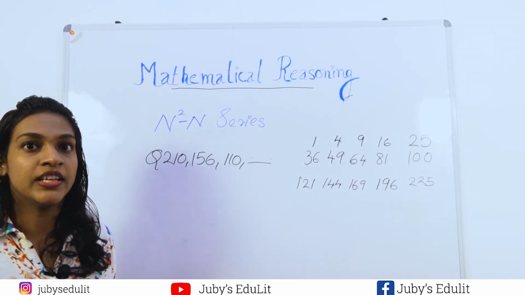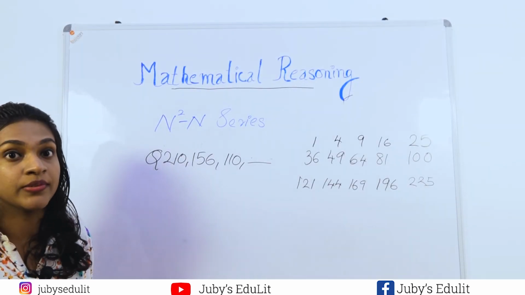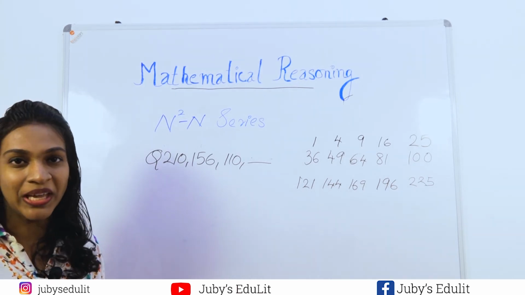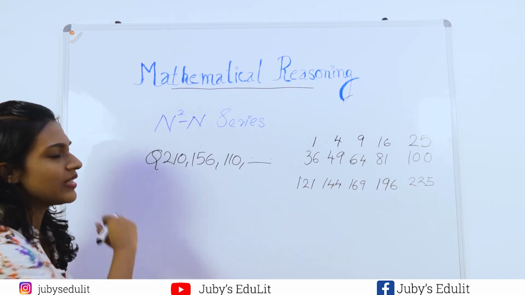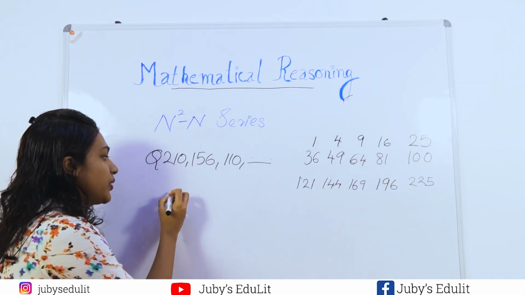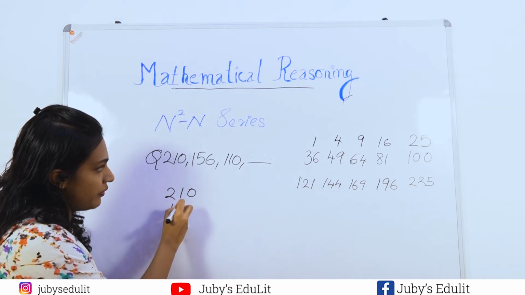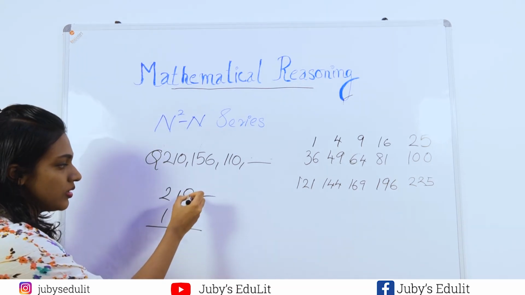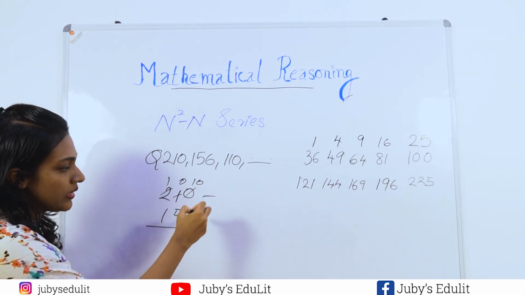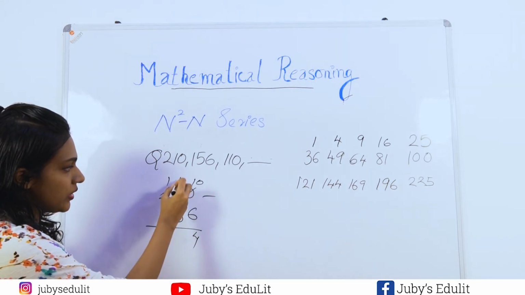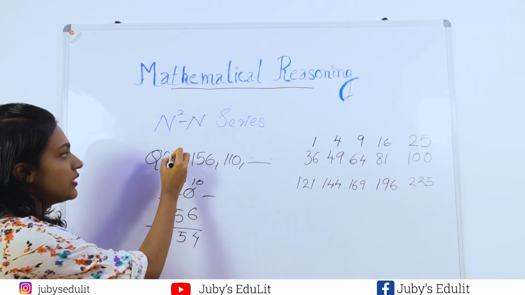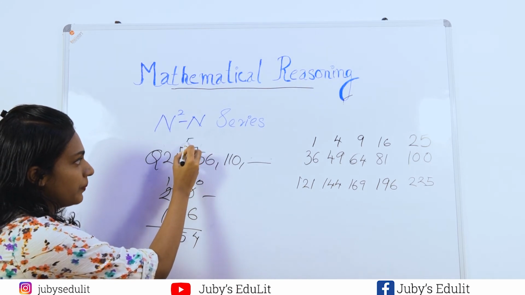So if you find any difficulty with the already discussed n square minus n series, you can have an alternate way for this kind of question. Okay? So what is the difference between 210 and 156? Let's subtract it. 210 minus 156: 0 and 6, you borrow and make it 10, 10 minus 6 is 4, and 10 minus 5 is 5, so it is 54. So the difference of these two is 54.